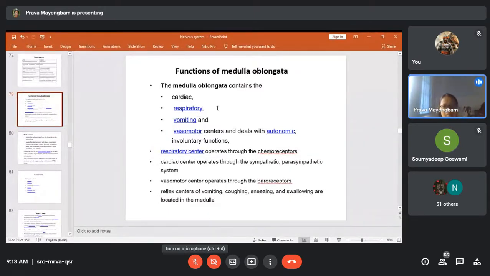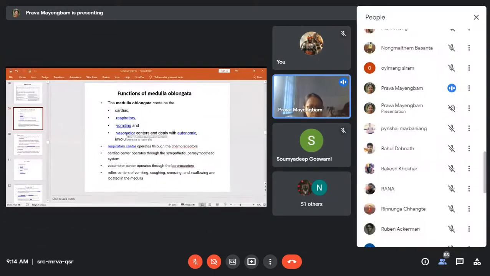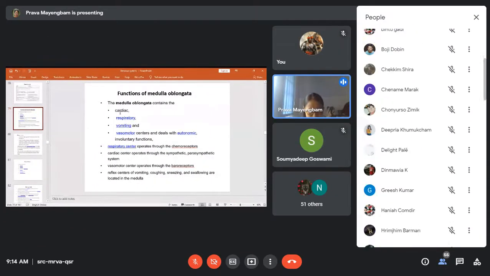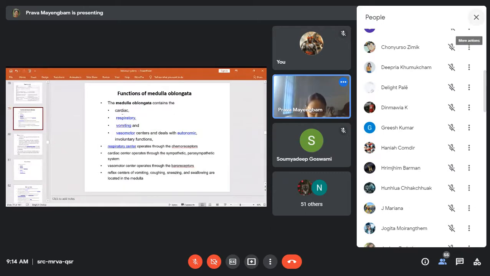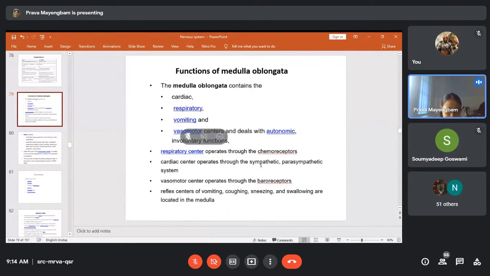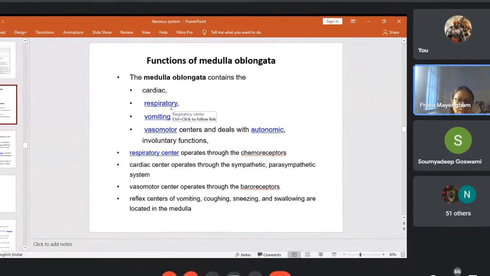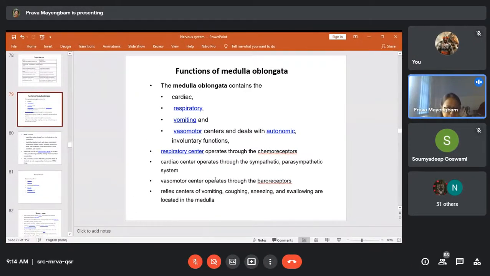Everything is there. When we discuss the medulla oblongata, it consists of cardiac centers, respiratory centers, vomiting center, and vasomotor center. Cardiac center will work through the sympathetic and the parasympathetic system. The respiratory center will work through the chemoreceptors. Vasomotor centers will work through the baroreceptors. Two examples are carotid bodies and aortic bodies. They are baroreceptors. They are also chemoreceptors.